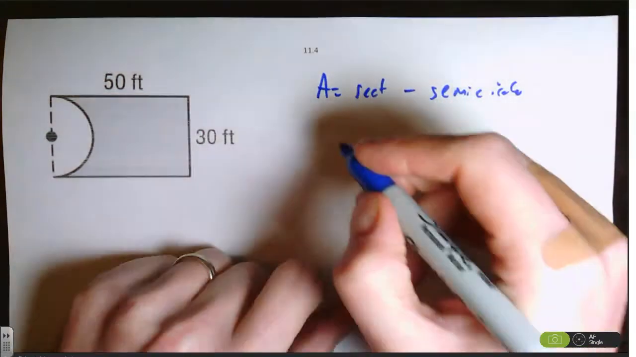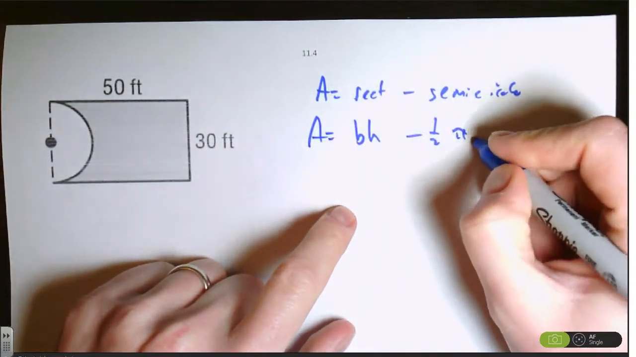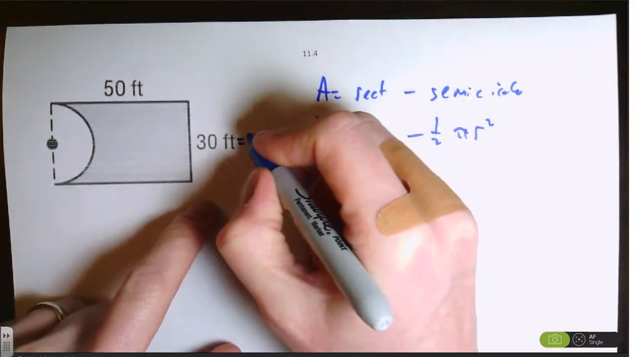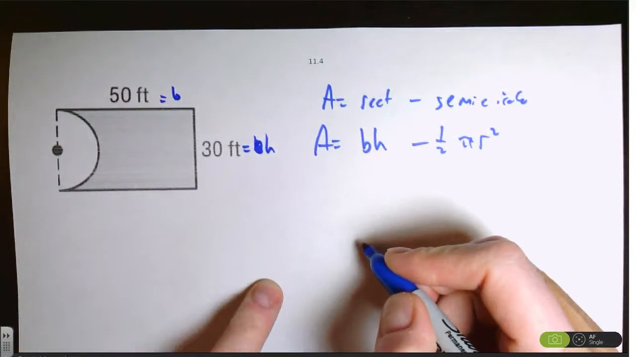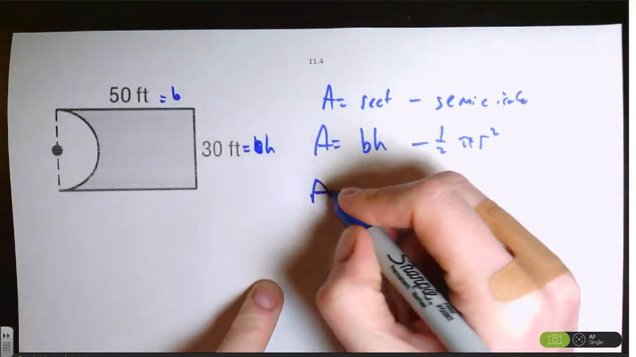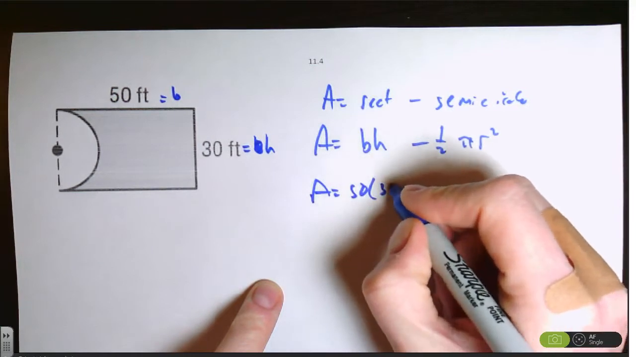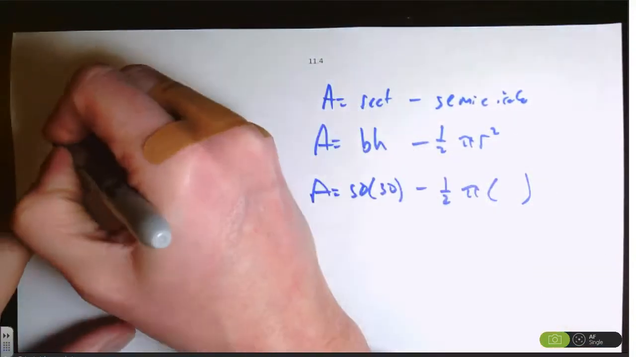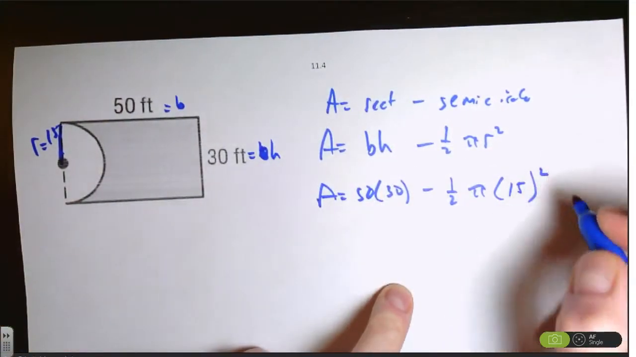Excuse me. So area of a rectangle is base times height. Semicircle is 1/2 pi r squared. Okay, well, then this is kind of obvious. Here's the base, here's the height, here's the base. So area is going to be 50 times 30 minus 1/2 pi times the r squared. Well, if this is 30, radius is 15. There we go.